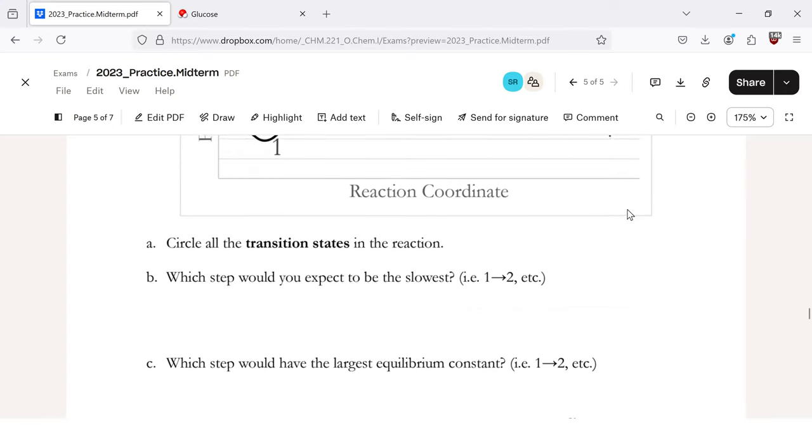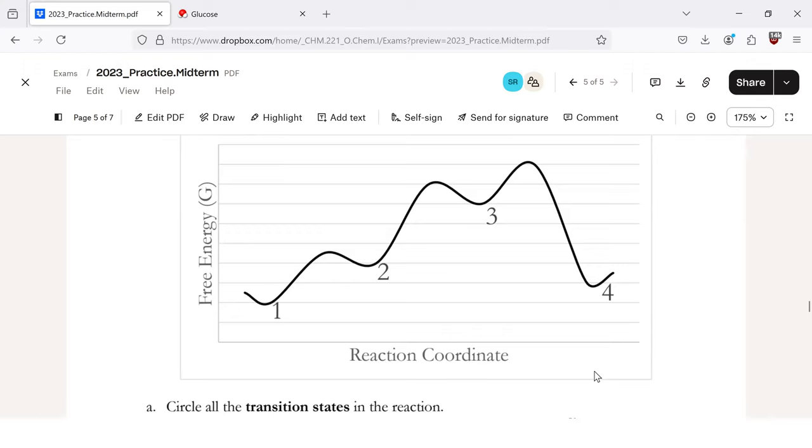Which step would have the largest equilibrium constant? I'm leaving off all the stuff about rates because we haven't done rates yet. The largest equilibrium constant. The one that's most downhill in terms of delta G. It's the four. But we've got to talk about the step, right? Because one to four is uphill in energy, two to three is uphill in energy, three to four is downhill in energy. So three to four is the only step here that's actually spontaneous at this temperature. Three to four is going to have the largest equilibrium constant because it's the only one where you favor products over reactants.